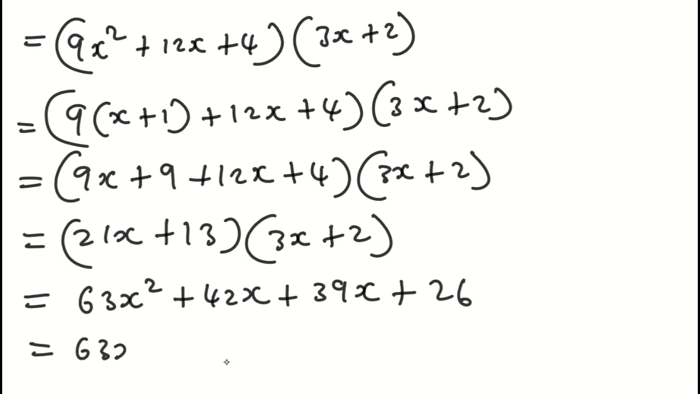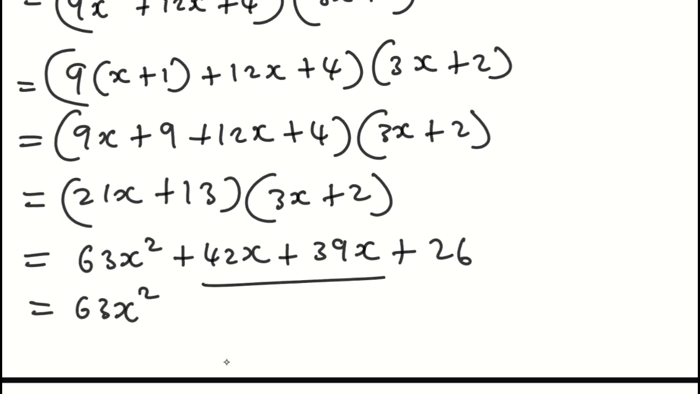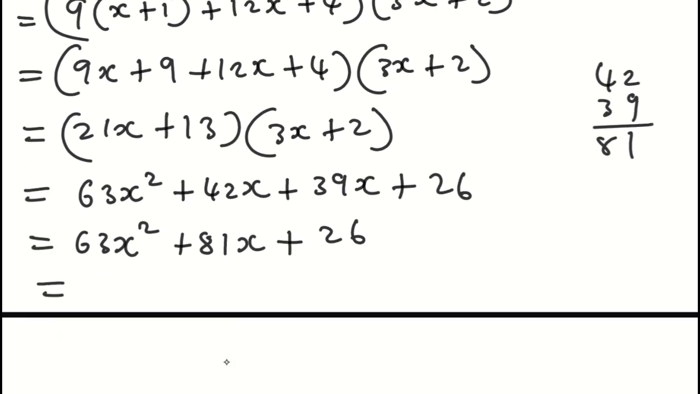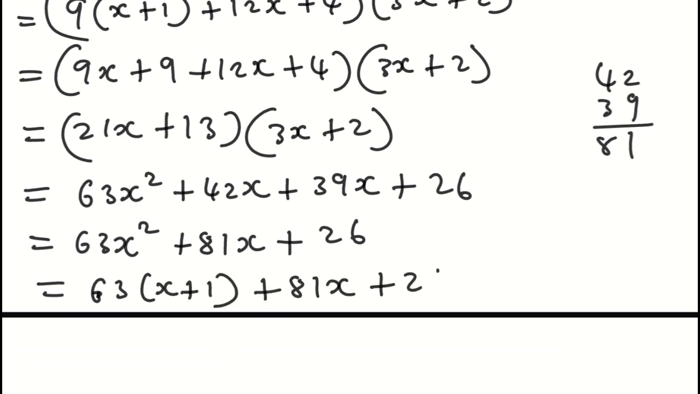We have 63x squared, and we have 42x plus 39x. 42 plus 39, that's what? 81. So plus 81x, then plus 26. Remember, x squared is equal to what? x plus 1, like we had before. So let's substitute that. So here I'm going to replace it with what? x plus 1. All right, and plus 81x, then plus 26.